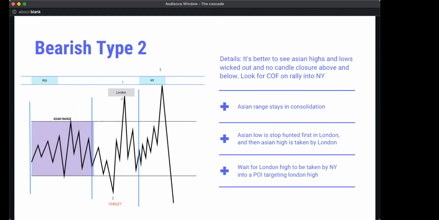And then we go into London, and then we have that London close. The sellers from London think they're going to be in profits, and then they wake up the next day and they're really unhappy because New York took out the London. So each session has its job and purpose.